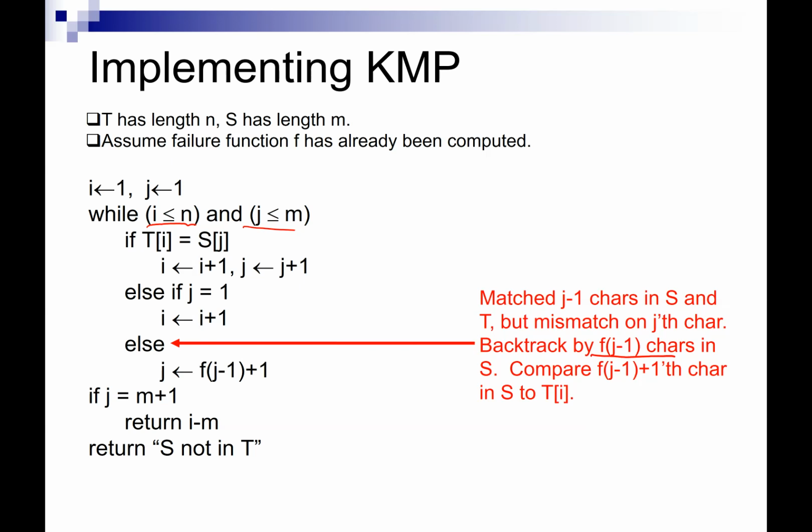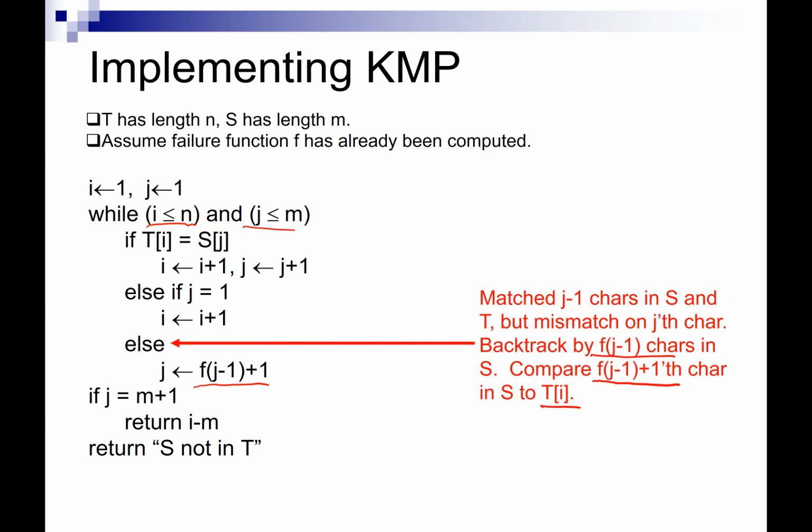Okay, and then after backing up by that many letters, we're going to continue the matching from the next letter of S, which is the f of j minus 1 plus first letter of S, and the ith letter of T. So this is why you change j to this f of j minus 1 plus 1, and you do not change i.